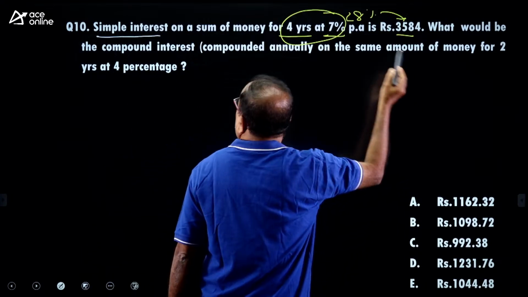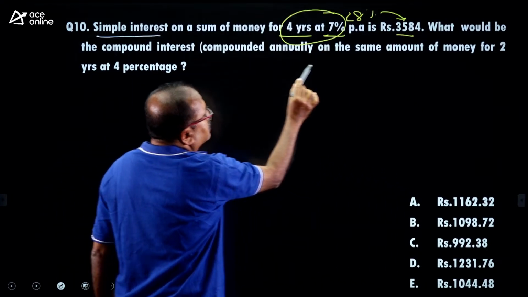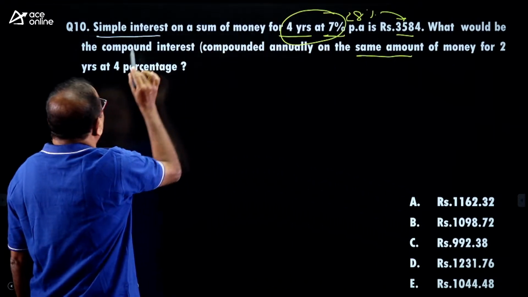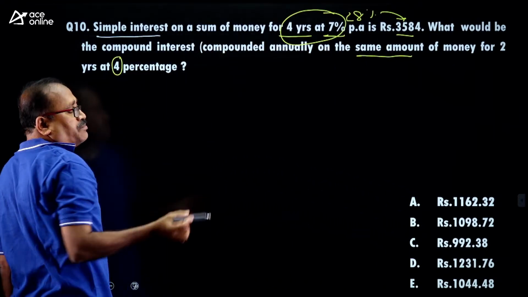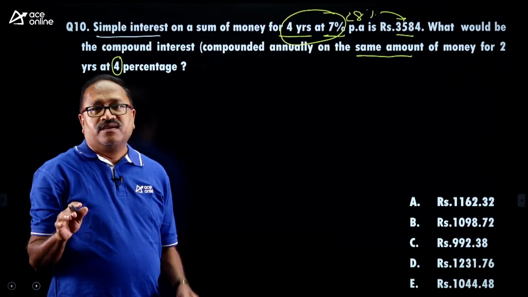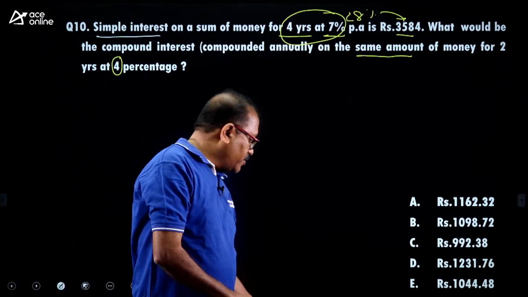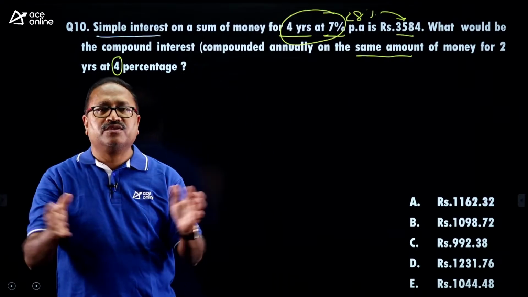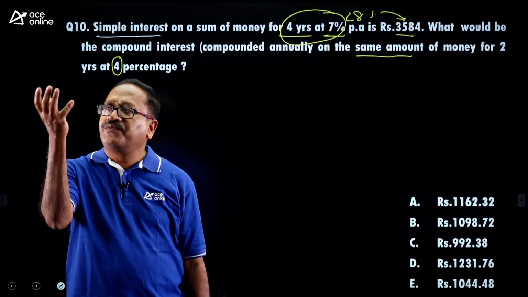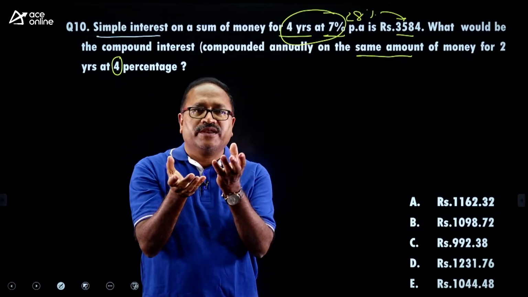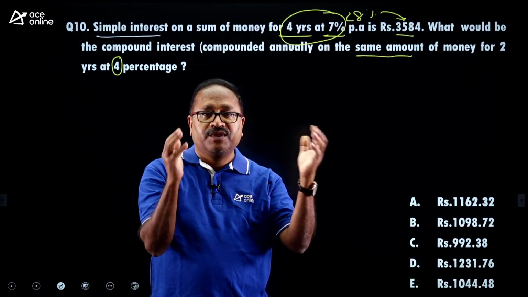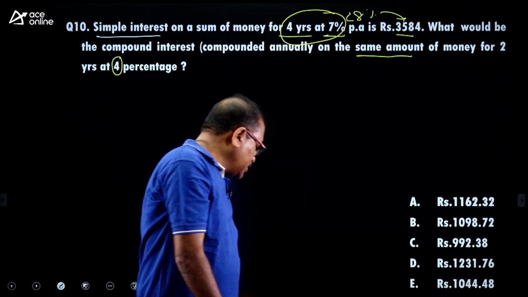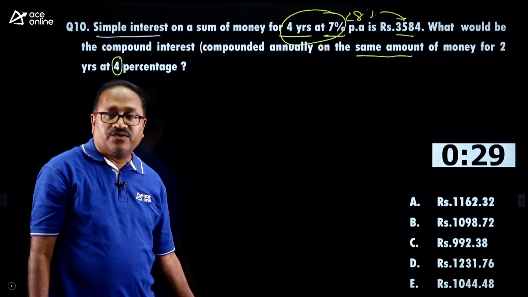Next, what would be the compound interest on the same amount of money for 2 years at 4% per annum? You don't need to find out the principal here. Simply from simple interest, you can get compound interest. How is it? After 30 seconds, I will show it to you. Your 30 seconds starts now.